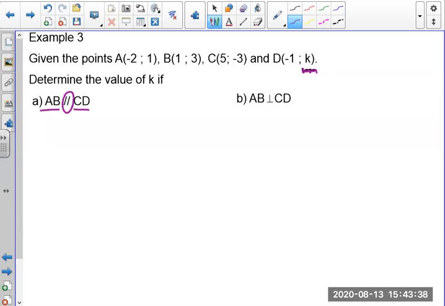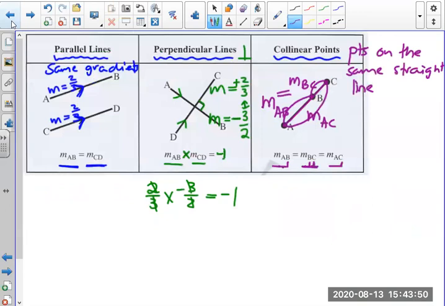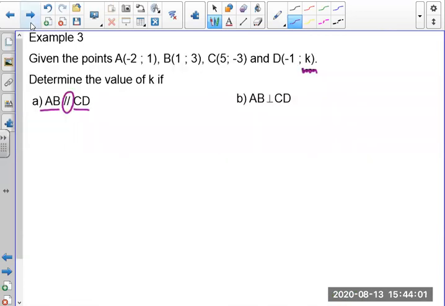Can you remember what I said about parallel and perpendicular lines? You know that you're going to work with gradients, because if you go back a few pages, what do you know about parallel lines? They have the same gradients. So you're going to work with gradients. Okay, so you're going to calculate the gradient of AB, and it must be equal to the gradient of CD. So now we're just going to calculate gradients again.